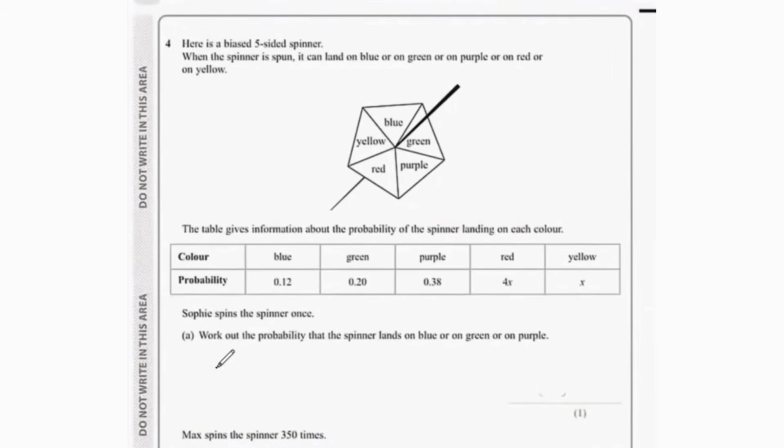So blue is 0.12 plus 0.20 and then plus 0.38. The reason why I'm adding all the probabilities is because the question says that we want to find the probability that the spinner lands on blue or on green or on purple. In maths, when it comes to probability, or means add.